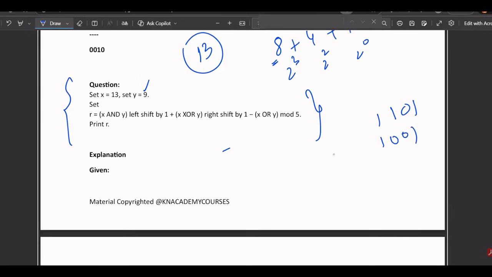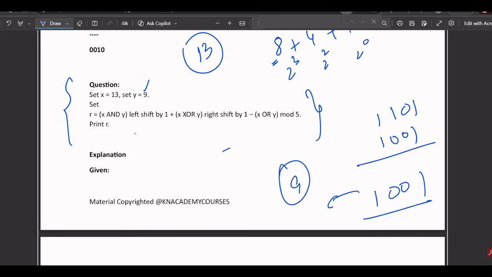They are doing x and y, so this is x and this is y. So x AND y we need to do. We already discussed AND: only 1 and 1 is 1. So it will be 1 0 0 1. So this x AND y will be again 9. Then left shift by 1, so basically multiplying it by 2, it is 18, plus x XOR y.